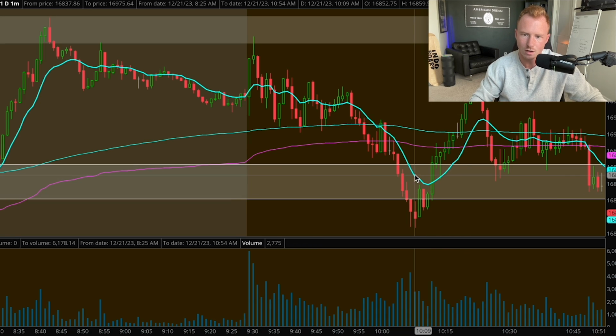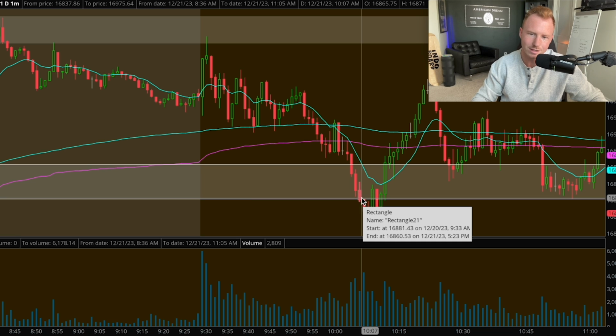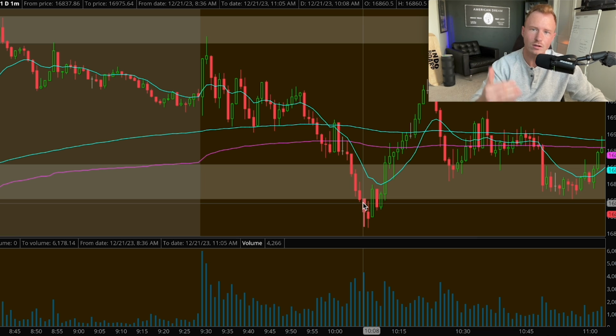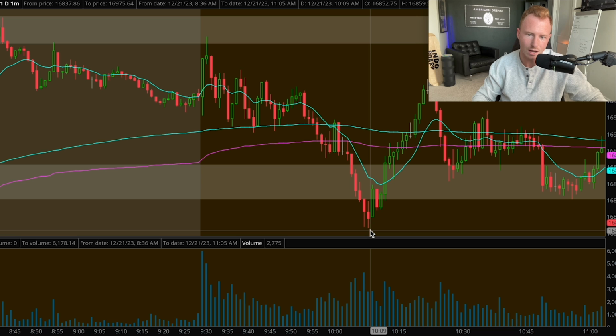Now, eventually what we saw was we broke this level, and this will happen all the time. All the retail follows, they go short. And then what happens? Big money kicks in and price can reverse, and it fakes out everyone who is going short on this breakout. And that's exactly where I actually traded today.